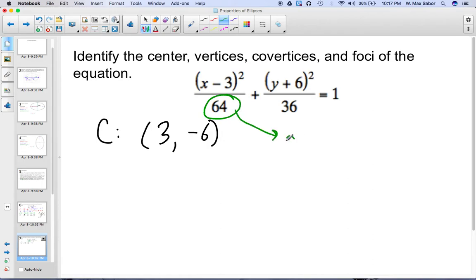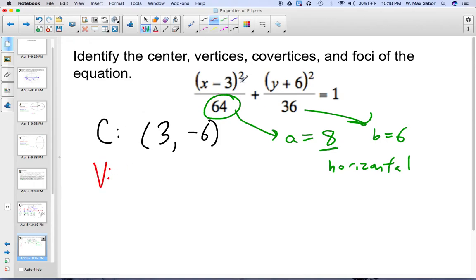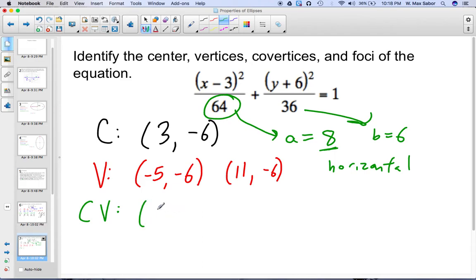That gives us a is 8 and b is 6. Because a is bigger, I know that this is a horizontal ellipse. I can say that the vertices, because they're horizontal, we're adding or subtracting 8 from the x-coordinate. So here's subtracting 8. Here's adding 8. For the co-vertices, I'm adding or subtracting 6 from the non-horizontal, so the vertical coordinate.